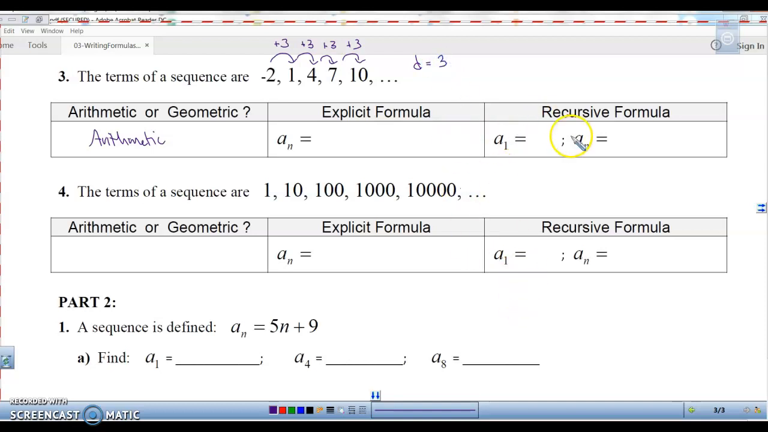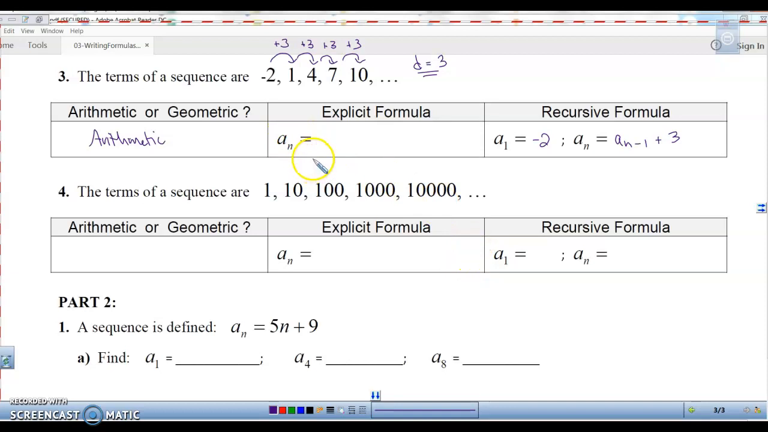Okay? So let's do the recursive formula first. We always have to describe where we're starting the sequence. A1 is going to be -2. Don't forget this part. People forget that all the time. Then the recursive formula, A of n, is equal to the previous term. If we're doing recursive, you have to have a previous term. It's going to be A of n minus 1. And then what are you doing every time? We're adding 3 because that is the common difference.